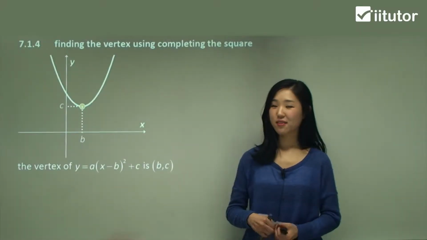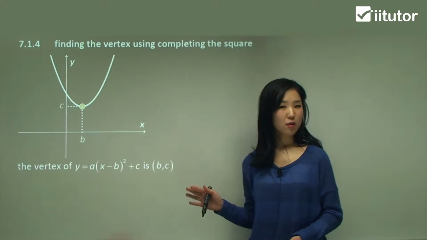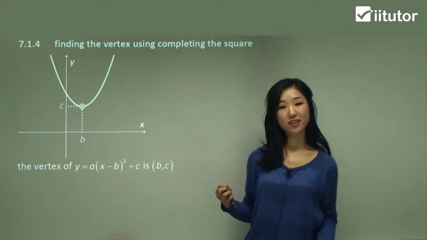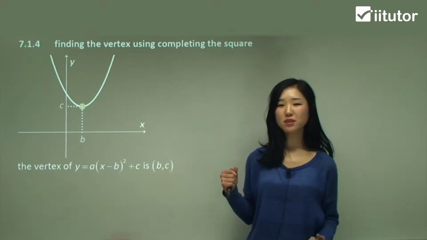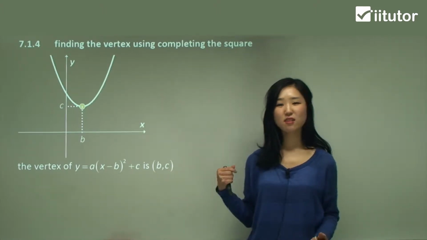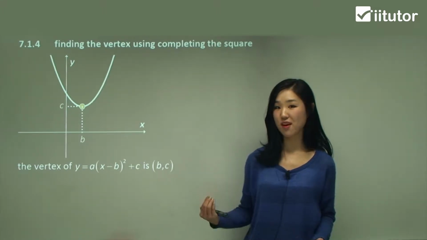Now we're going to be finding the vertex using the completing the square method. So up to now, the questions that we've done were already in a form where we can quickly identify the vertex. Remember how the vertex was very easy to find? But sometimes the form of the equation they give us is an expanded out form, which means we have to figure out a way to find the vertex easily.